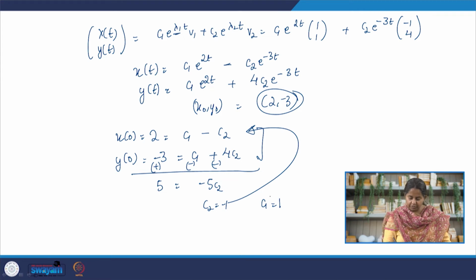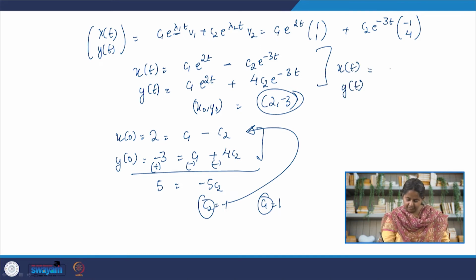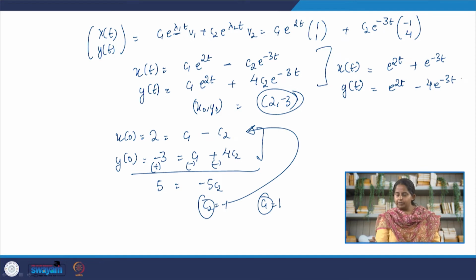So now we know our values of C1 and C2, we can substitute them in these equations and we get the analytical solution for x and y. So at any given time, we know exactly how x is changing and how y is changing.